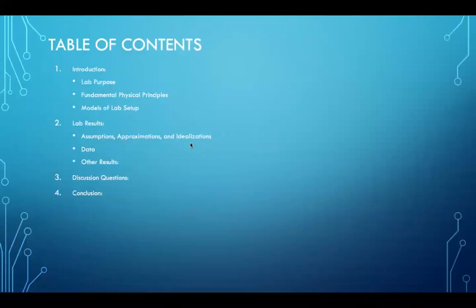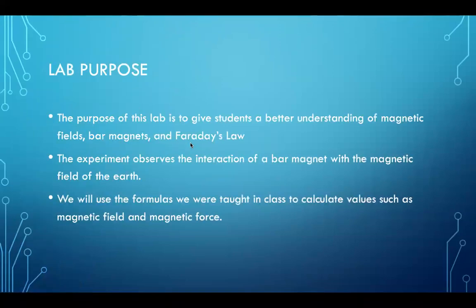This is the table of contents for the lab, and the purpose of this lab is to give students a better understanding of magnetic fields, bar magnets, and Faraday's law. The experiment observes the interaction of a bar magnet with the magnetic field of the Earth. We will use the formulas we were taught in class to calculate values such as magnetic field and magnetic force.